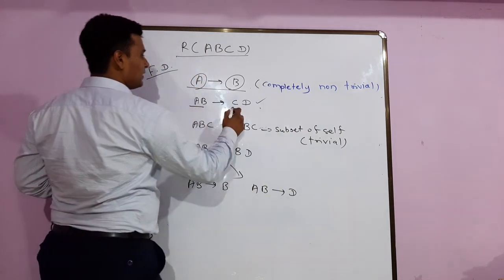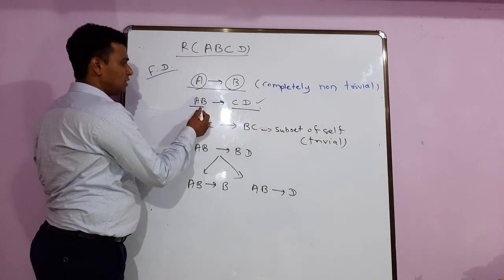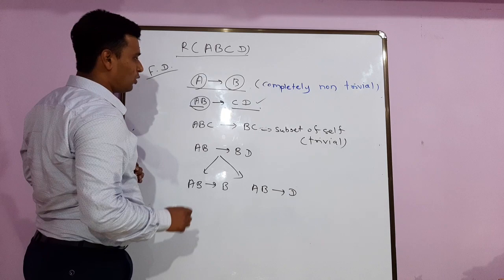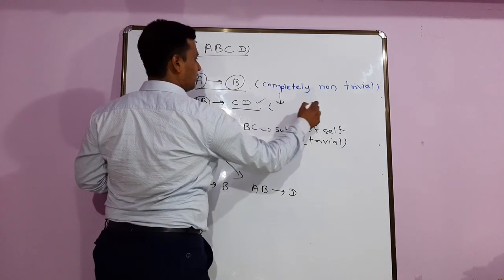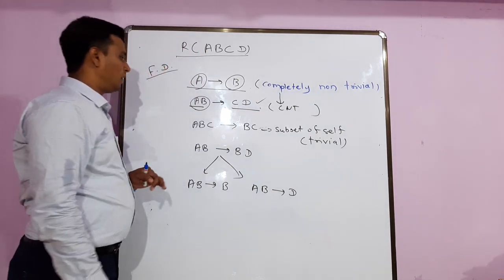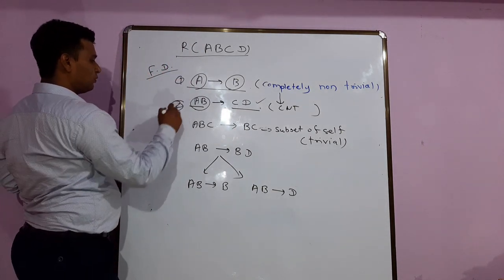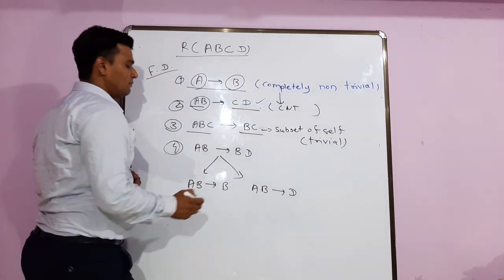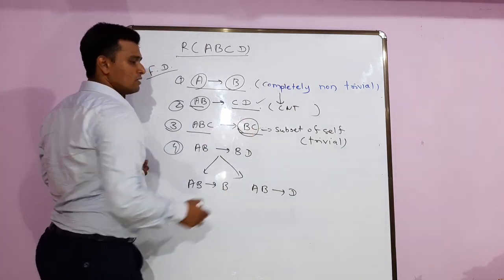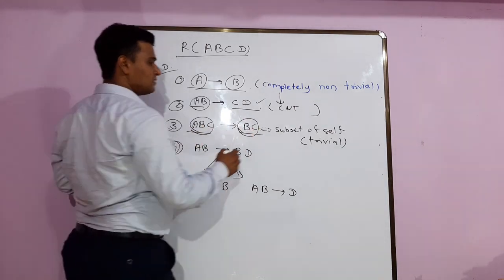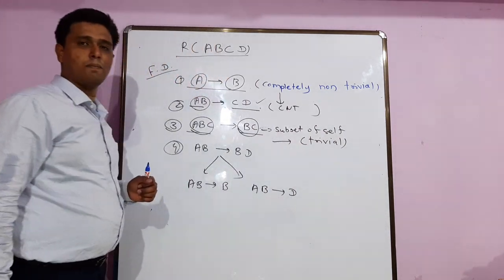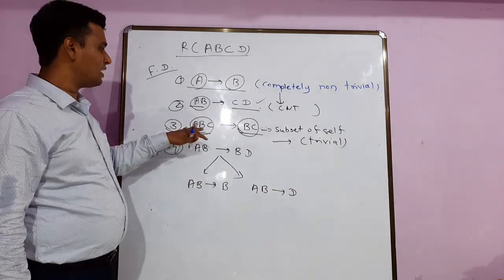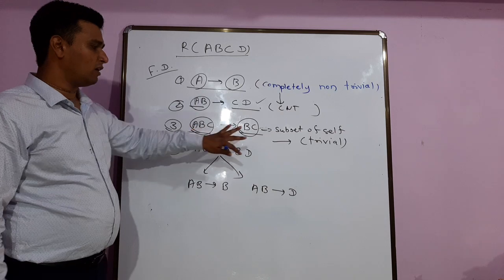Again you can see AB determines CD. So CD is not a subset of AB, the first key. So in this case you can say that this is also a completely non-trivial functional dependency. Now take the third example. In the third example, ABC, as we saw earlier, determines BC. Means what? BC is a subset of ABC. So in this case this relationship is called a trivial functional dependency. Means in this functional dependency we are not getting some extra information, it is already there, because ABC means you can directly determine BC. So that is what a trivial functional dependency is.